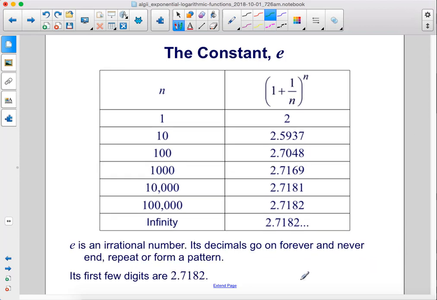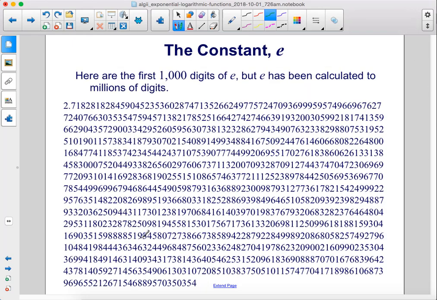E is an irrational number. Its decimals go on forever and never end, repeat, or form a pattern. Its first few digits are 2.7182. Here are the first 1,000 digits of e, but e has been calculated to millions of digits.